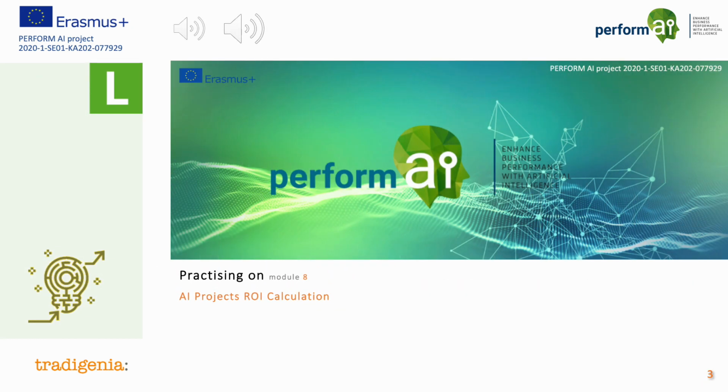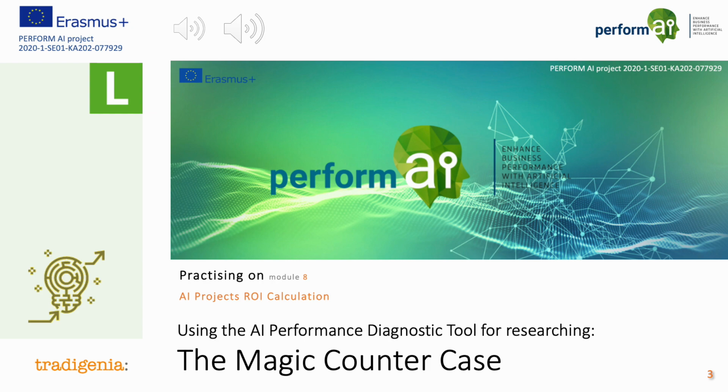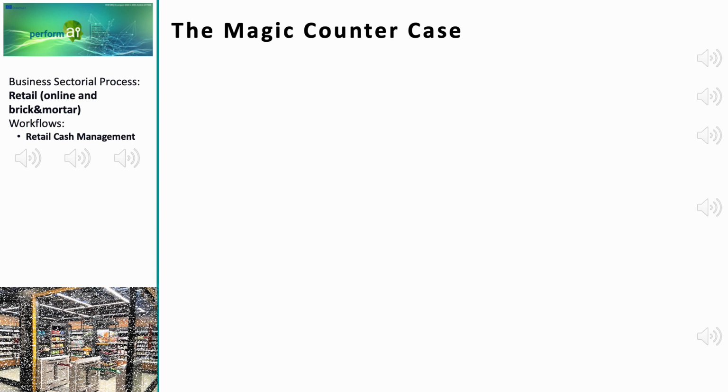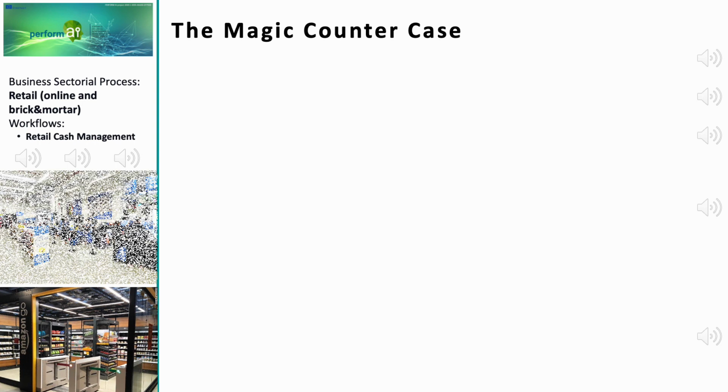Welcome to the tutorial, using the AI Performance Diagnostic Tool for researching the magic counter case. This case focuses on business sectorial process, in particular, in the retail sector, online and brick-and-mortar business. The retail sector workflow researched in this case is retail cash management. This video will deal with a sectorial process, analyzing workflows present in the retail sector of economic activity.